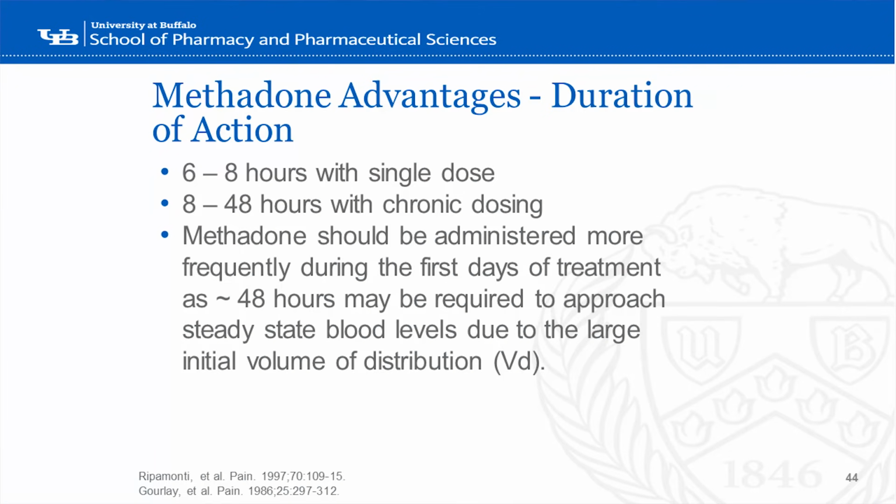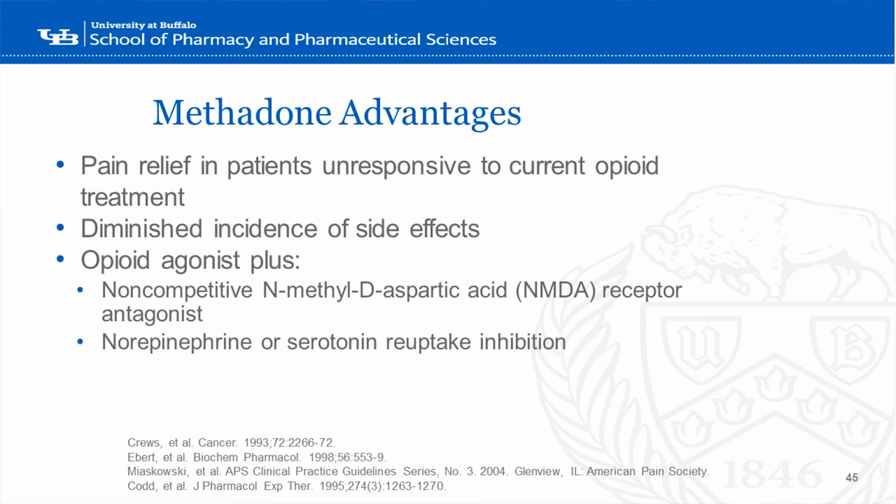Some of the advantages of methadone is that its duration of action is quite long. With single dosing, it can be 6 to 8 hours, and with chronic dosing, it can be 8 to 48 hours. It should be administered more frequently during the first few days of therapy, about the first 48 hours, so that it approaches its steady state blood level. It has a very large volume of distribution, and it takes a while to get to that steady state level.